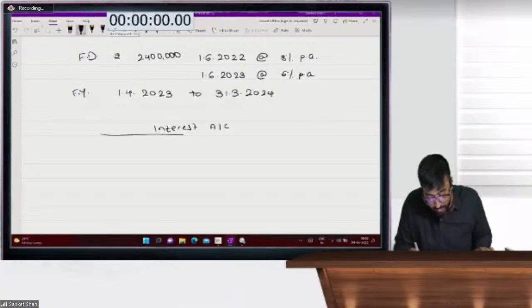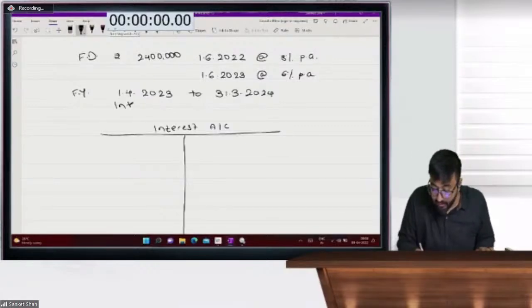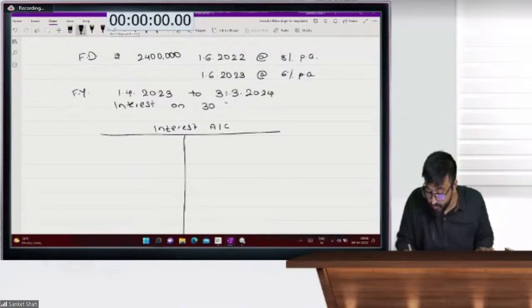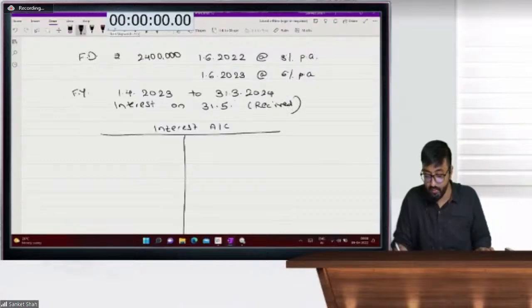Same cash will come. Yes, and you are receiving interest on 31st May. So your date of interest receiving is the 31st of the next year.